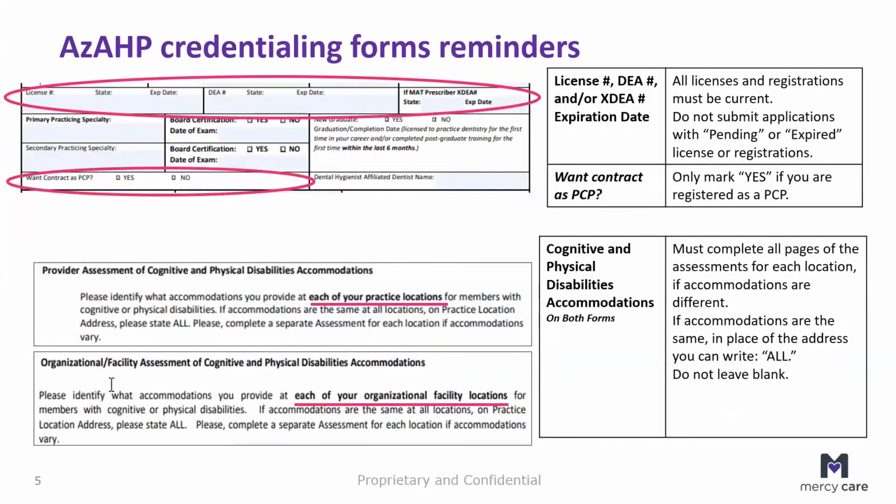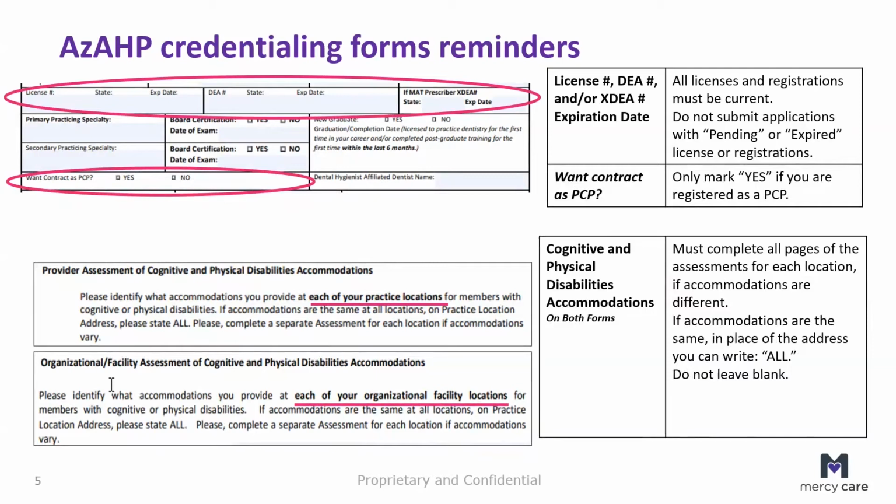The AzAHP credentialing form also has a field that requests your license, state, expiration date, your DEA number, and its expiration date. All licenses and registrations must be current. Do not submit applications with pending or expired license or registration.